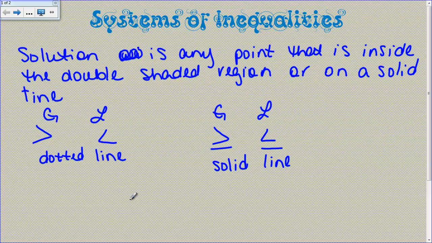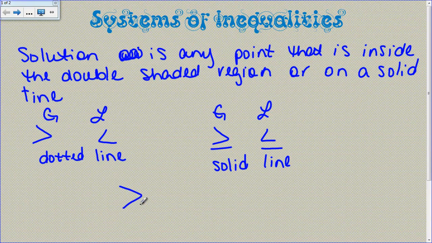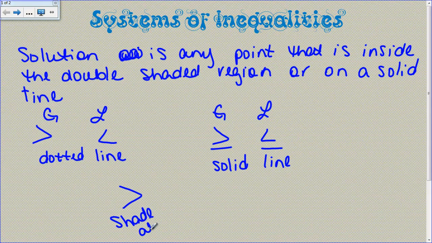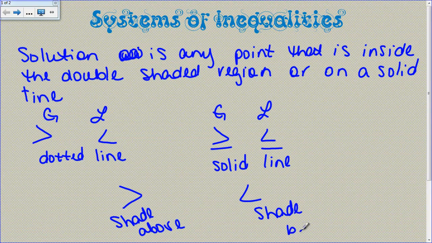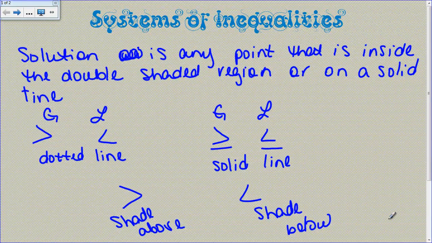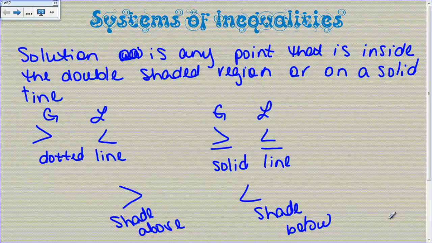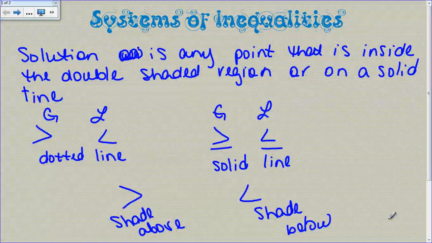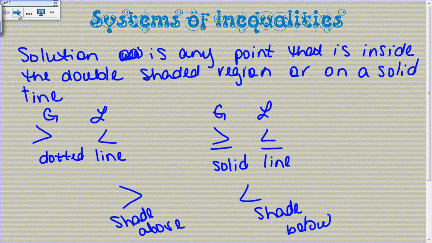So that little underline underneath my symbol makes it an equal kind of thing, and so I have a solid line. Other things to remember: if my symbol is greater than, that means I am going to shade above the line. If my symbol is less than, that means I'm going to shade below the line. And this will all come back to you as soon as we graph one here in just a second. So let's actually practice some of this. Let's graph some systems of inequalities. Our solutions today are going to be graphs with shaded regions. They are not going to be ordered pairs like they have been with the systems we've done for the last 2 weeks.